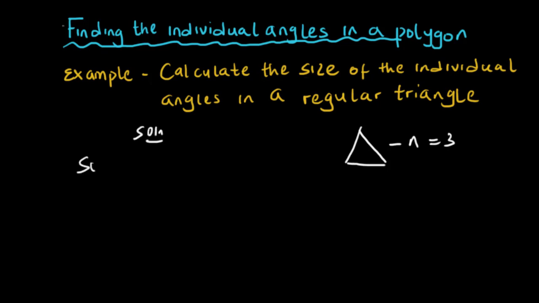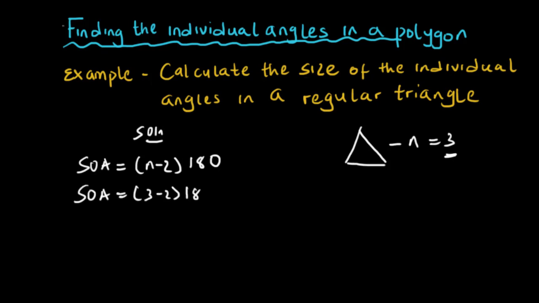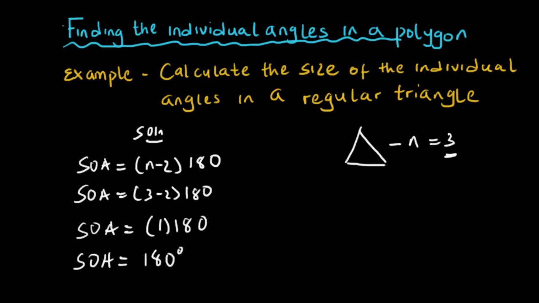So the formula for the sum of interior angles is n minus 2 times 180. Now we know that n equals 3. So the sum of interior angles equals 3 minus 2 times 180. Then 3 minus 2 is 1, so I have 1 times 180, which means that the sum of interior angles in a triangle is 180 degrees. Can you see that? The sum of interior angles in a triangle is 180 degrees, but I'm told to find the individual angle.